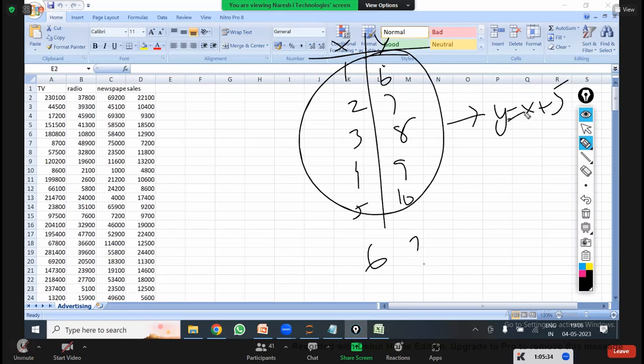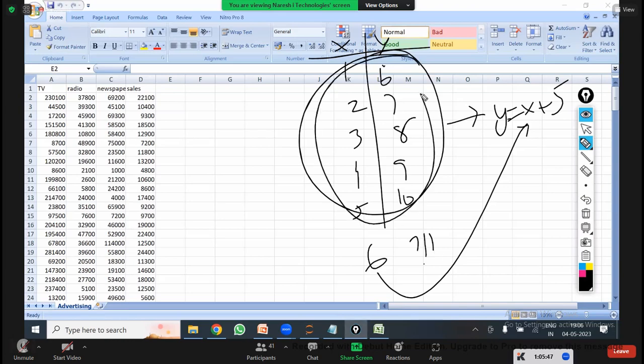Once we identify X plus 5, now what are we going to do? This 6 will be substituted here, and we are going to predict the answer as 11. What is the accuracy? 100% accuracy. 100% it is going to be 11 only. For this data set, 100% accuracy we have got.